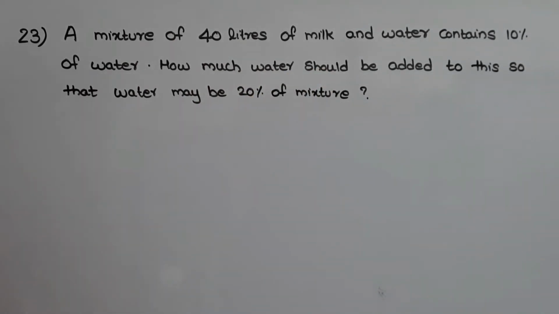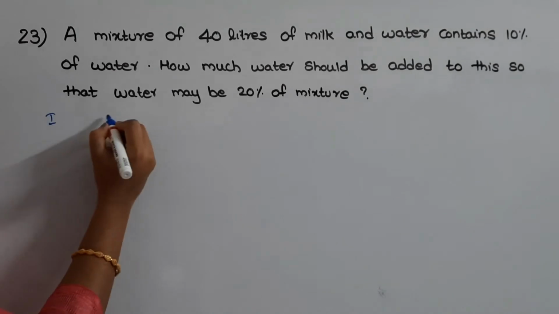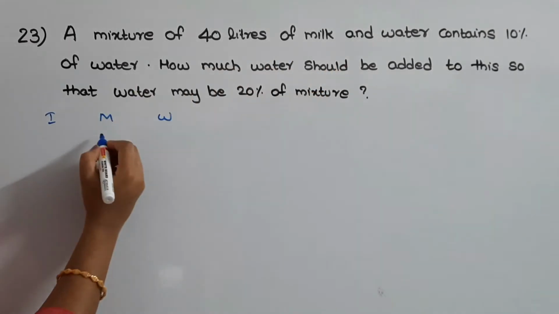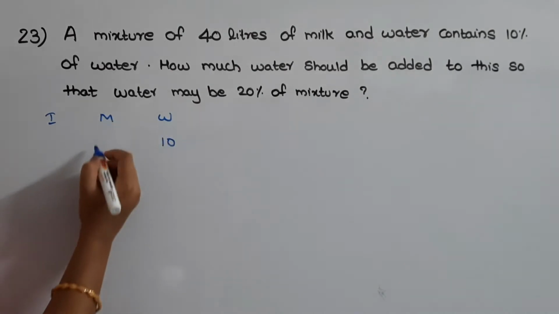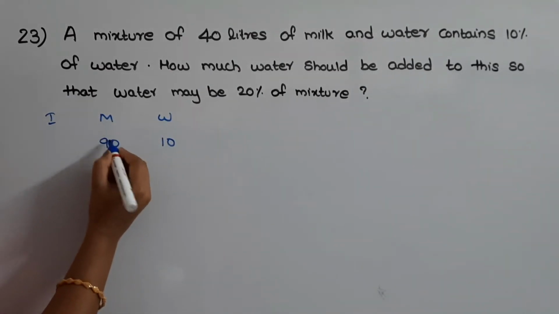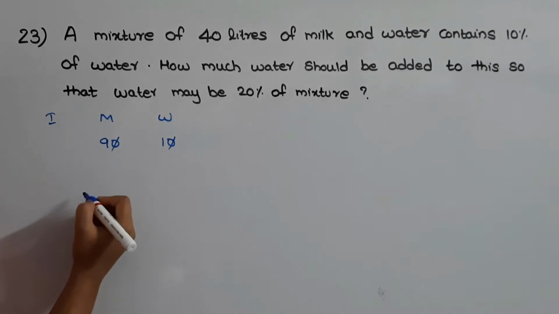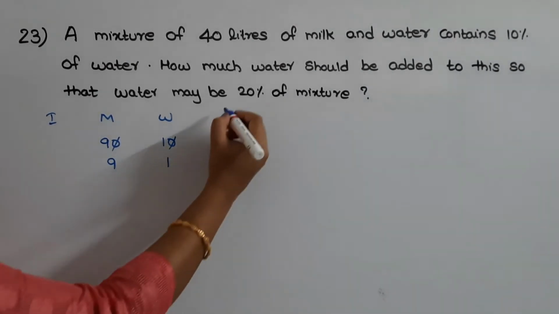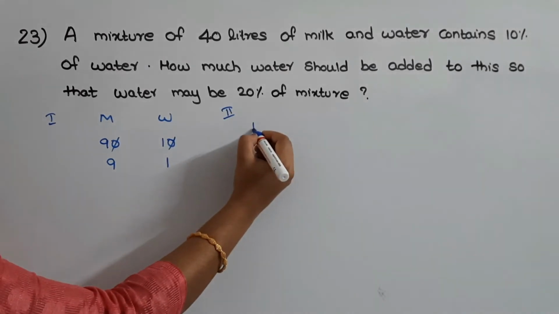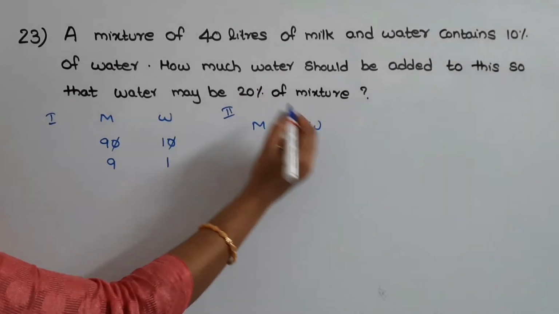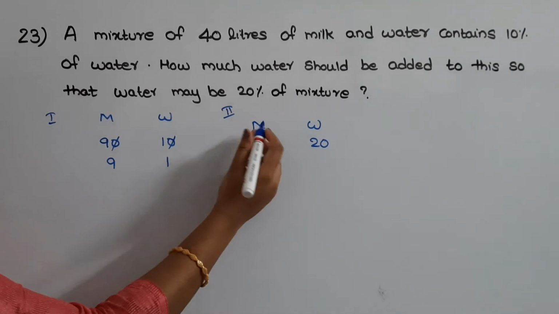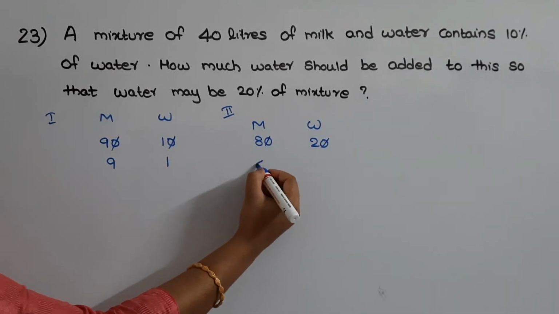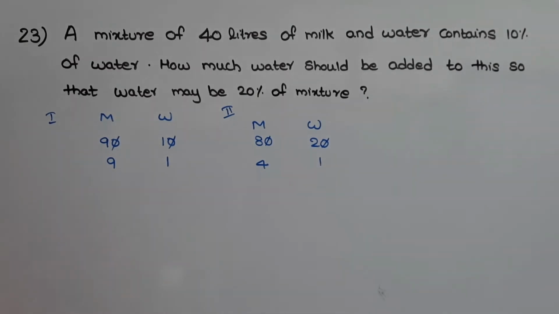Okay. So in the first case, the ratio of milk and water will be what? The water is 10%, then the milk will be 90%. Okay. So what will be the ratio of milk and water? That will be 9:1. Okay. Now in the second case, the percentage of water is given as 20. Then the percentage of milk will be 80. Okay. Now what will be the ratio? That will be 4:1. Okay.